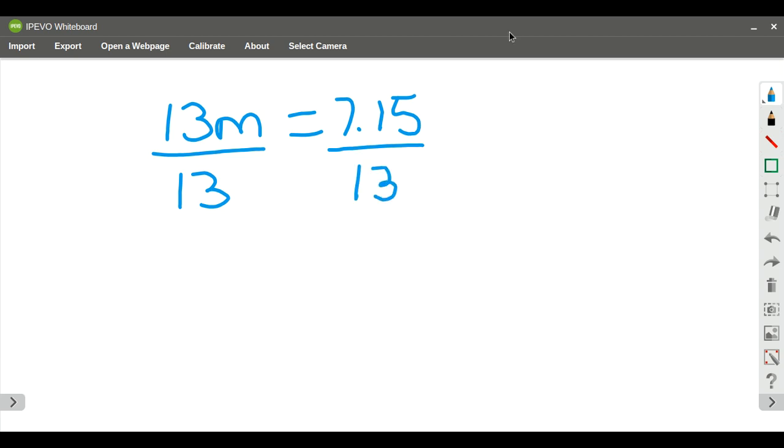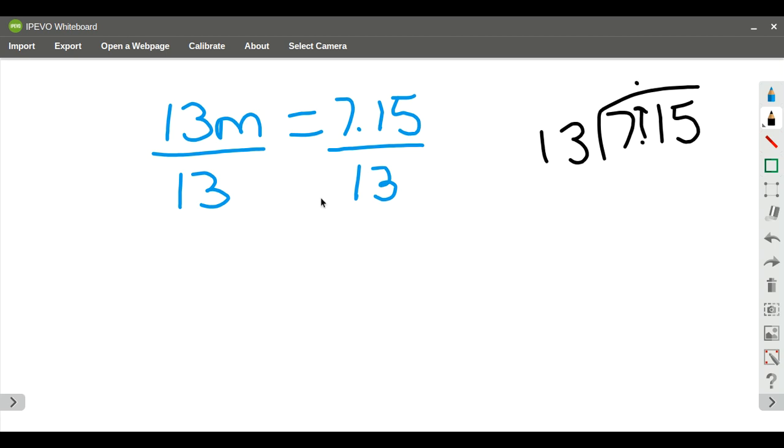And then off on the side, right in my workspace, I'm going to go ahead and do that because I want my algebraic steps to be very clean. I'm not going to do my division problem underneath. I'm just going to do it off the side. So I have $7.15 divided by 13. First step is to bring the decimal straight up.